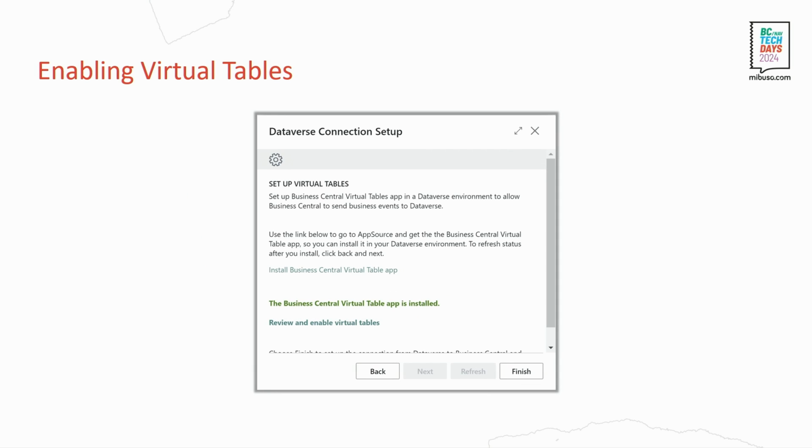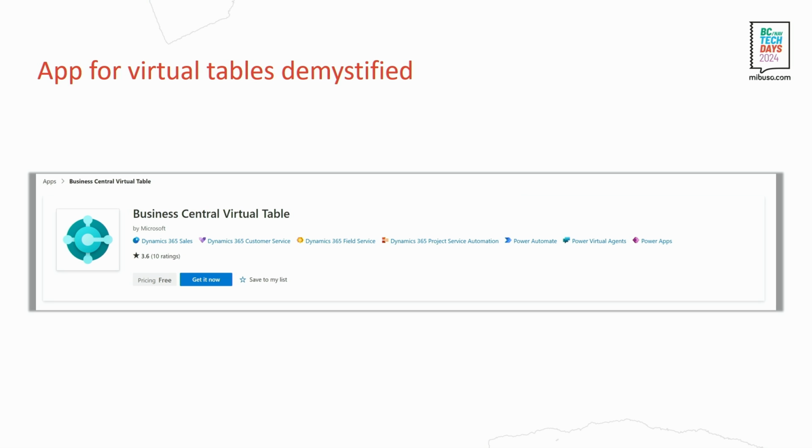Okay, once this is done, you can refresh your setup page and you will be ready to use virtual tables. Before you do this, of course, you need to enable virtual tables inside Business Central because it is not enabled by design. So this is the application that you need to install. It is the Business Central Virtual Table app on the store.